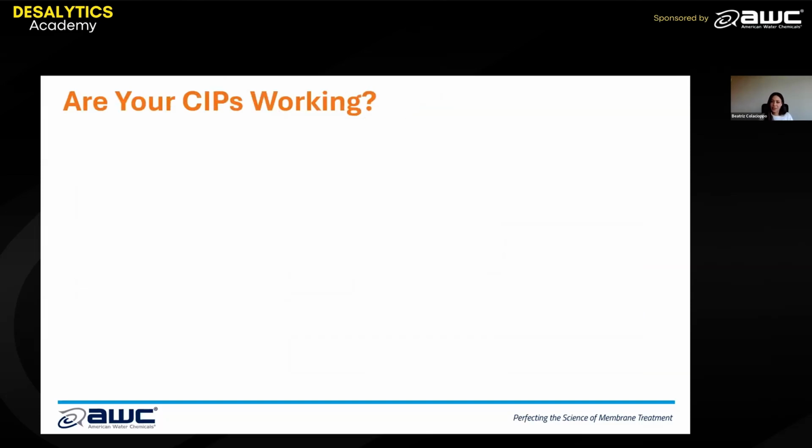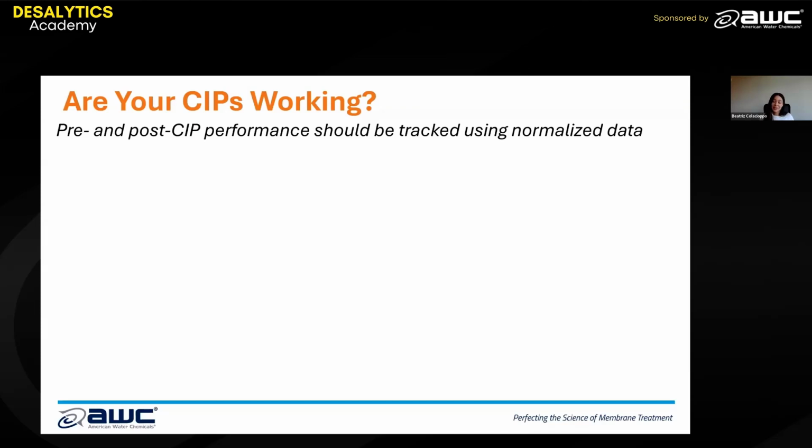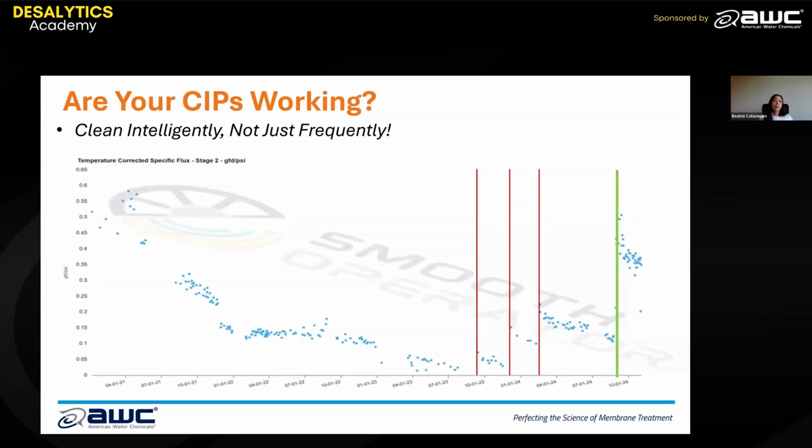Now I want to ask you to reflect a little bit. If you're operating an RO system, are your CIPs working? Are they effective? How do you know that? Hopefully the answer here is talking about normalized data. The golden standard when you're looking at CIP performance is pre and post normalized data performance. Cleaning more doesn't mean that you're cleaning better, right?